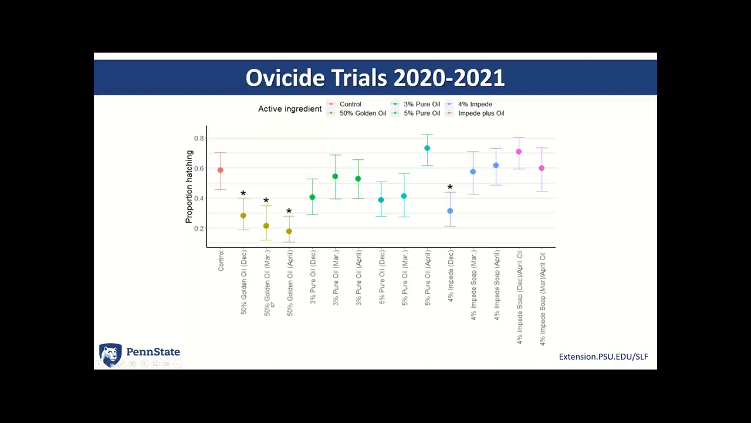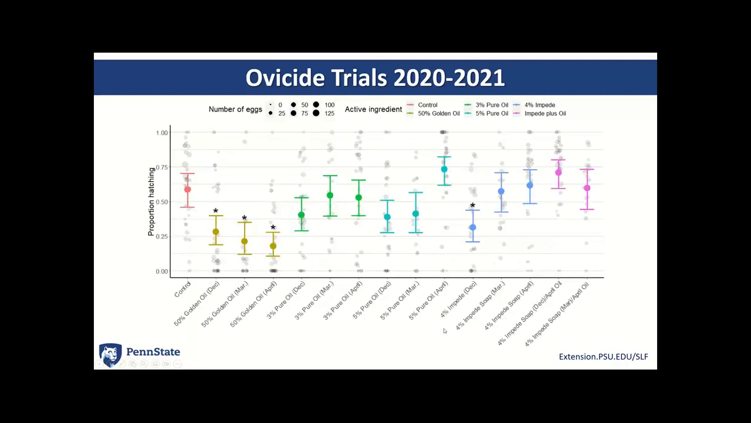This is golden oil, 50% golden oil, which is soybean oil. We applied different times in the fall as well as into the spring, and the asterisk shows statistical difference from the control. Most of our other rates of paraffinic oil were mixed with a soap application first, insecticidal soap, followed by the oil. It didn't have much impact, with the exception of just soap alone in December, but that's probably just an anomaly.